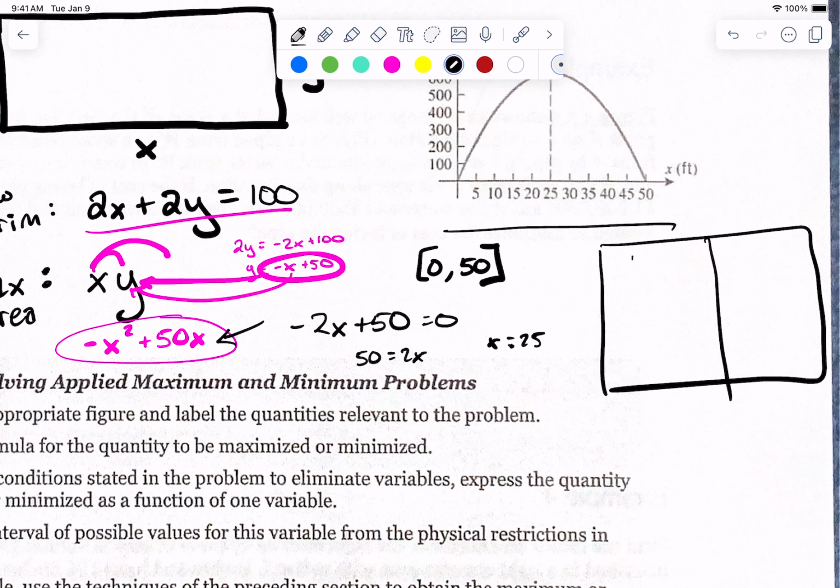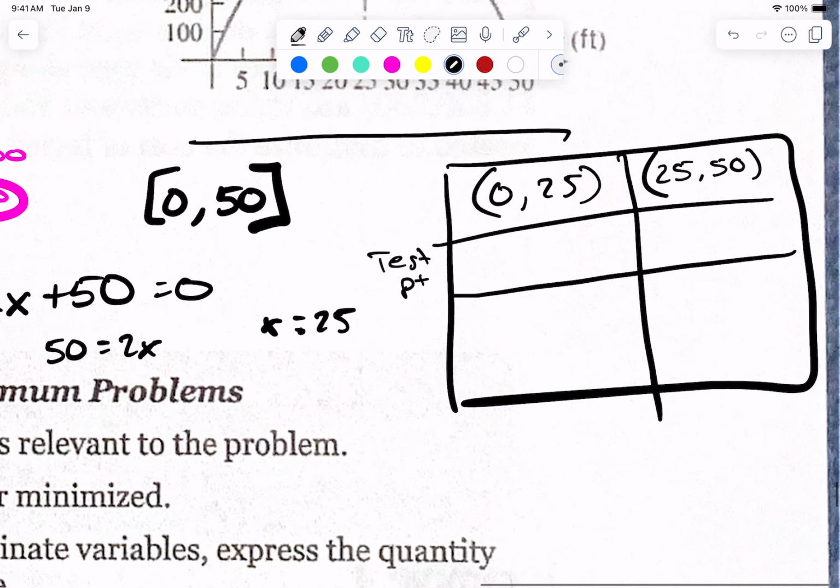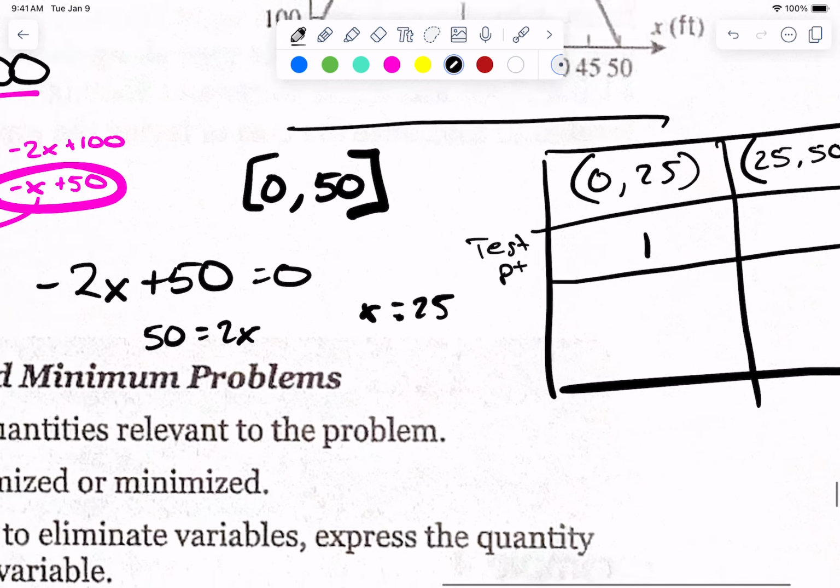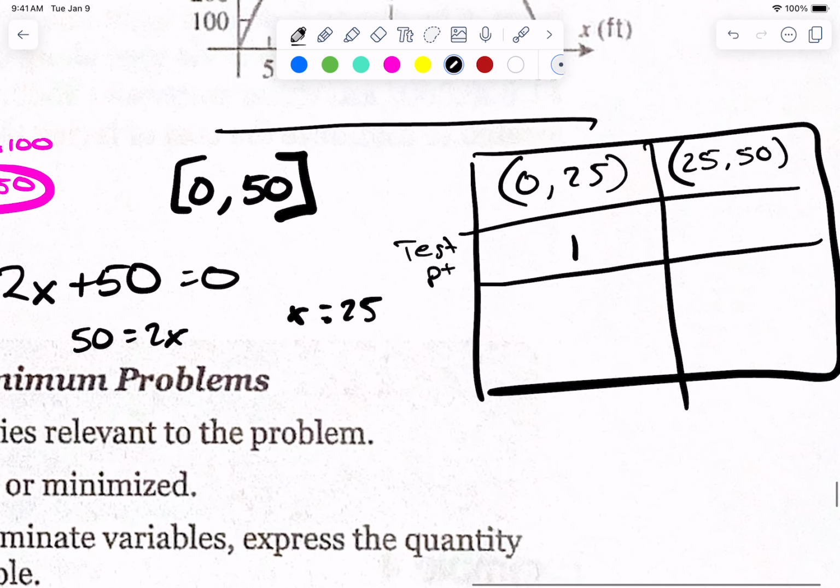All right, so now I can do my whole little thing here. I'm going from 0 to 25, 25 to 50, and I want to test a point. What should we test? 0 to 25: 1. Okay. 25 to 50: 26. Sure. I'm almost tempted to do 30, just because it ends in a 0. You could do 26. It doesn't matter.